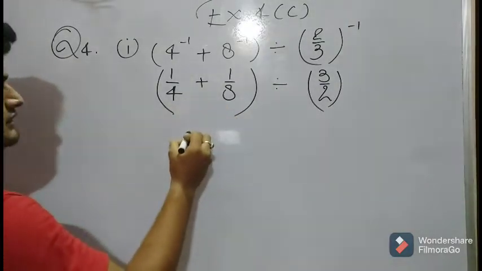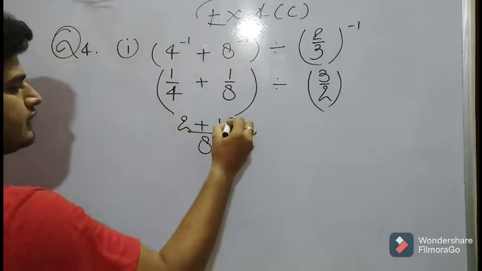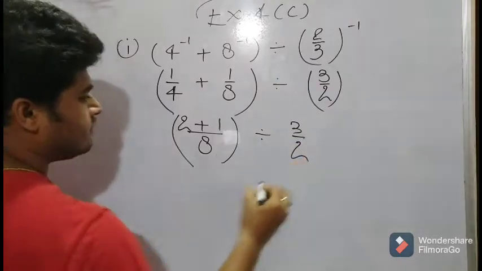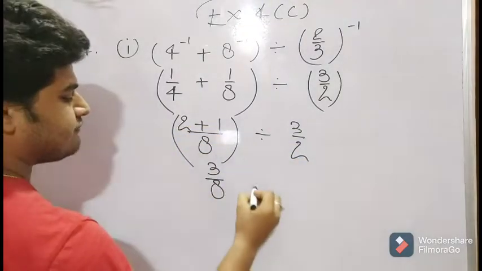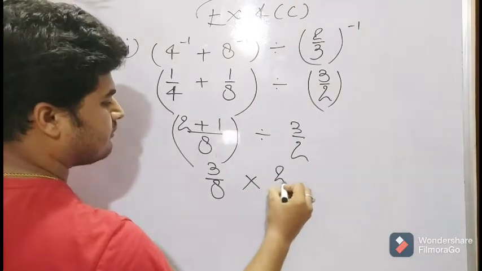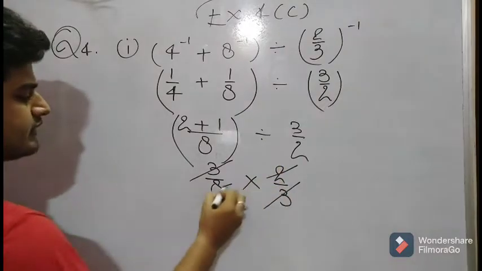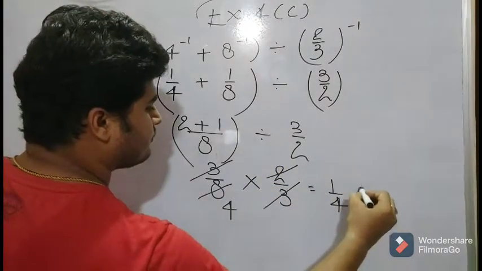Now the LCM of 4 and 8 will be 8. Here you will get 2, here you will get 1, divided by 3 by 2. 2 plus 1 will be 3. So 3 by 8, division will change to multiplication and it will be reversed, so 2 by 3. 3 got cancelled with 3 and 2 cancels the 8. Therefore the answer is 1 by 4.